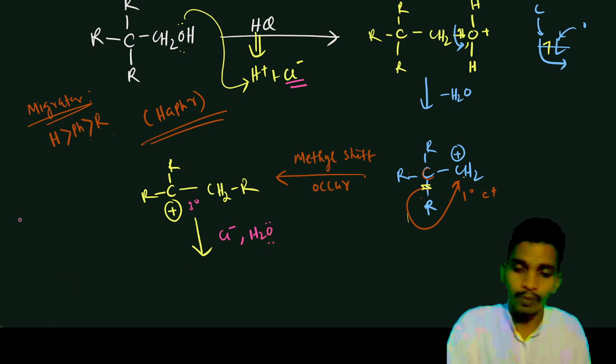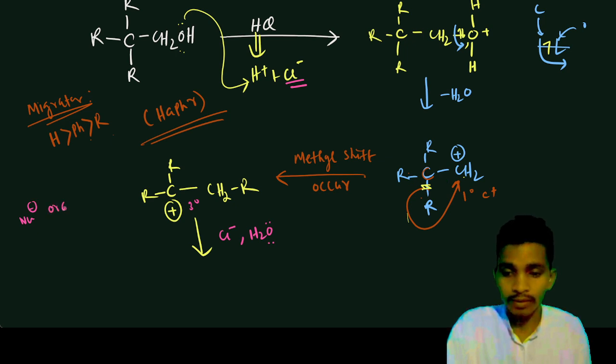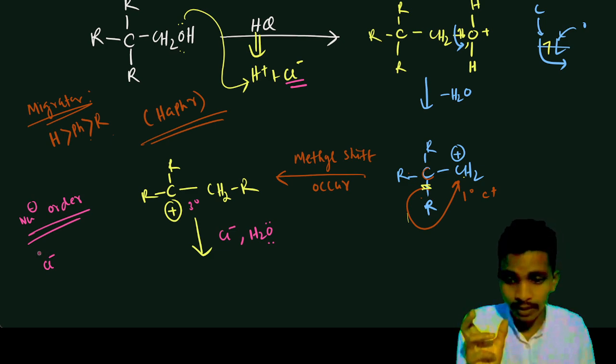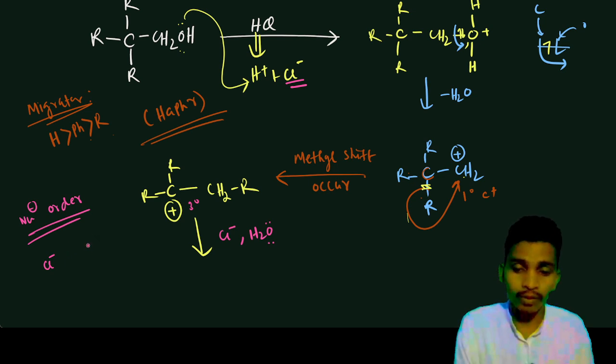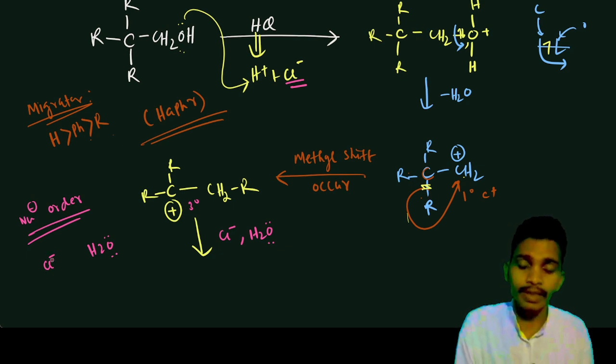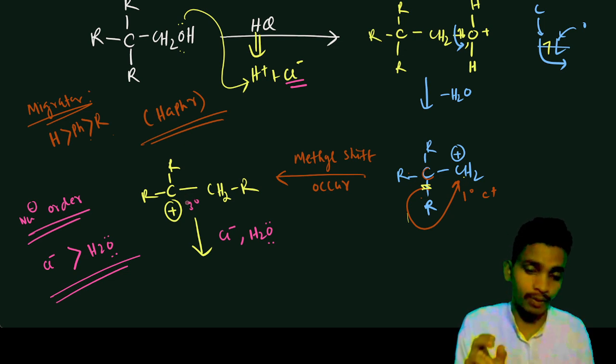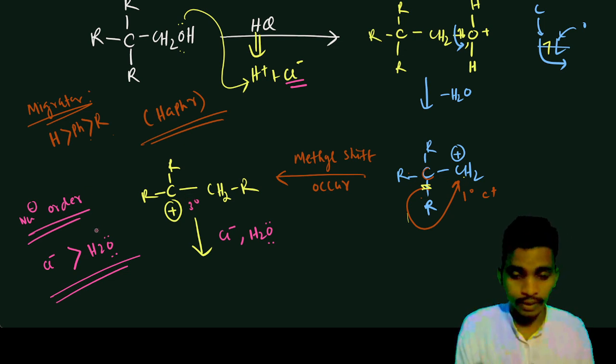Now, the nucleophilic order: Cl minus has a negative charge, which means electrons are freely available. On the other hand, water has a lone pair available, but here the chlorine also needs to do the charge neutralization. So the nucleophilicity of Cl minus will be greater than that of water. So Cl minus will attack, not water, because its nucleophilicity is greater than water's. The reason is that the chlorine has to do the charge neutralization.